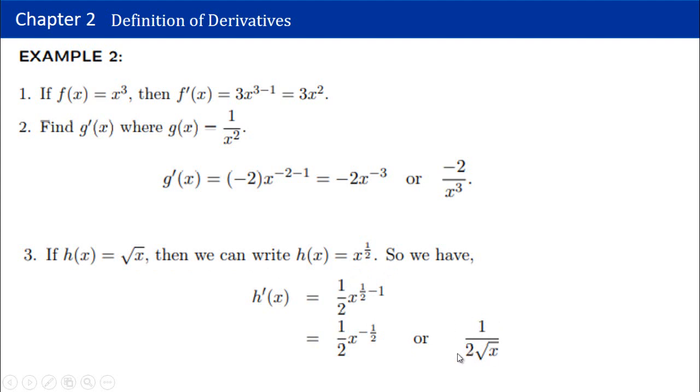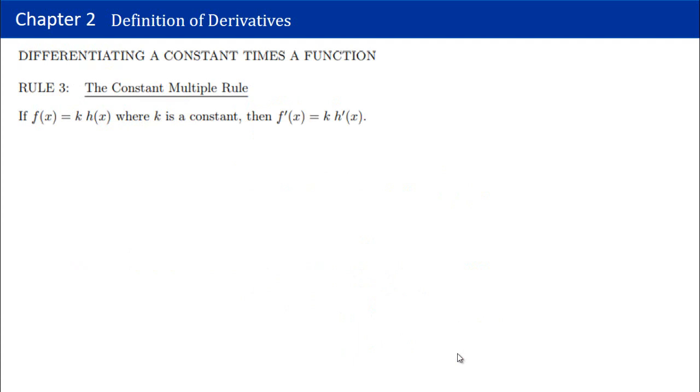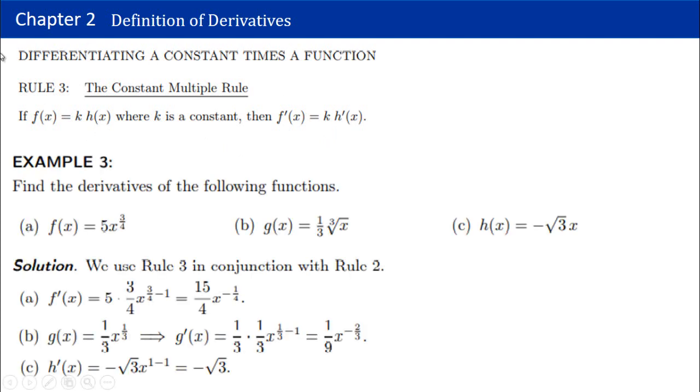Now, let's proceed to the third rule, which is called the constant multiple rule, that if f of x equals k times h of x, where k is a constant, then f prime of x is equal to k times h prime of x. So, parang ano ka lang, you are just factoring the constant, and then you find the derivative of the function. Say, for example, we have example 3.